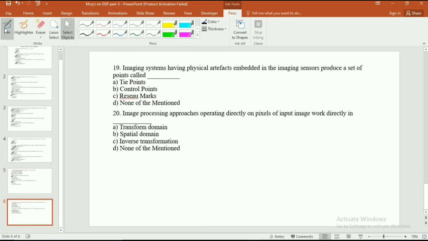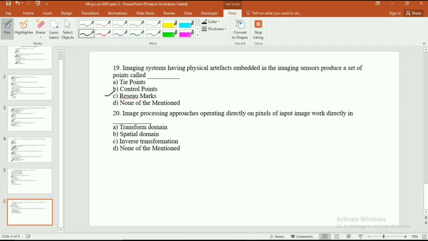Now the last slide, and the 19th question: imaging systems have special physical artifacts embedded in the imaging sensor that produce a set of points called? Options are option A tie points, option B control points, option C reseau marks, and option number D none of the mentioned. Yes, and the correct answer is option number C, reseau marks.